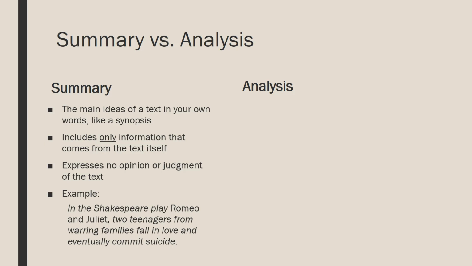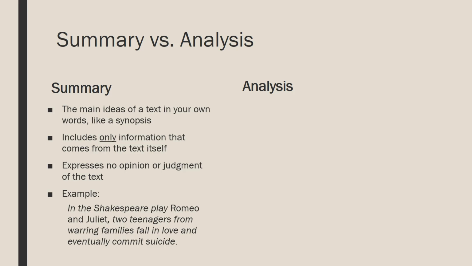In the Shakespeare play Romeo and Juliet, two teenagers from warring families fall in love and eventually commit suicide. Sorry if I spoiled it for you. That's how Romeo and Juliet ends. But anyone who's read the play, seen it performed, watched the movies, or consumed it in any way knows those facts. Those are just facts from the story. They don't change depending on who's telling them. They're just the same because that's the facts.